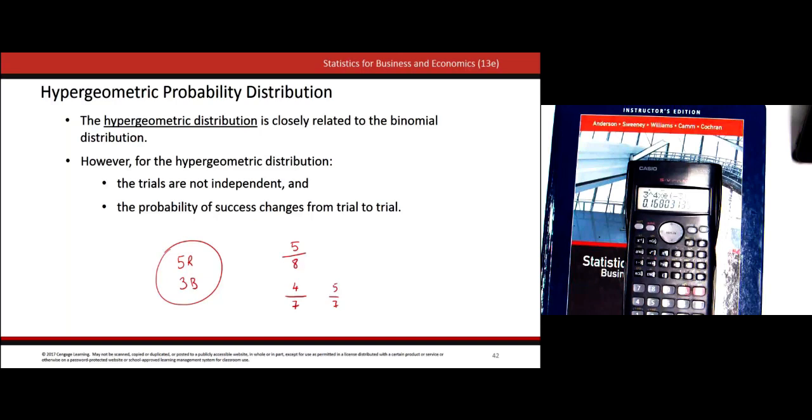So selecting the red one is 5/8 probability. But now depending on whether this one is red or black, for the second one, now you have 7 left. So if this is red, selecting another red ball will be 4/7. So the probability of success changes.